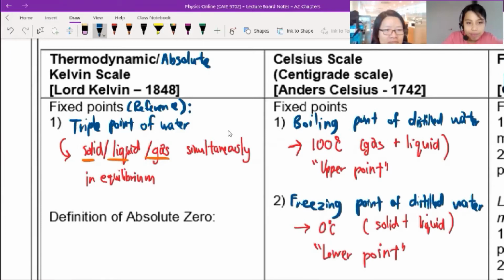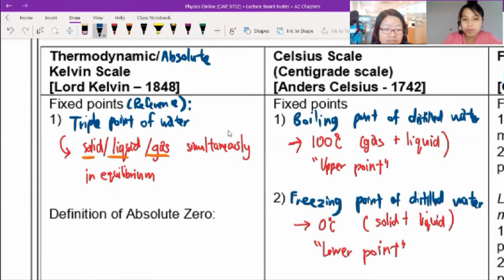So before we show you the video, Kelvin has decided to let the triple point of water be defined by defining the term absolute zero. Miss Ellie, what is absolute zero? Why does he call it absolute zero? Is that maybe the point where there's no energy at all? No heat?